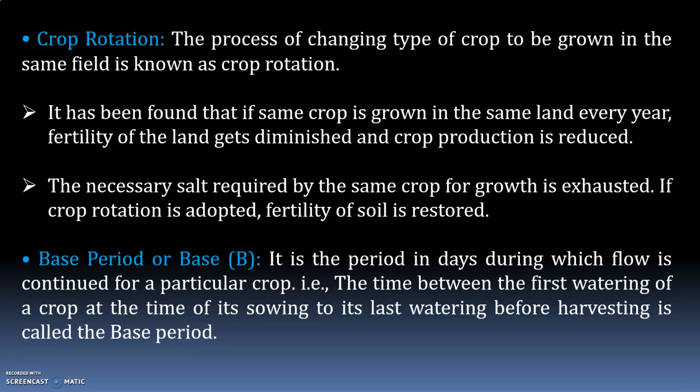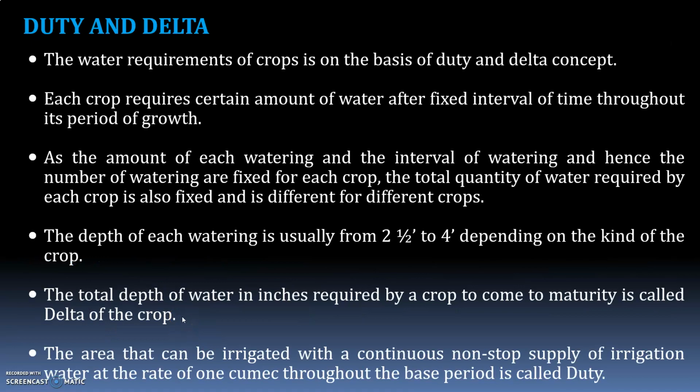Base period, represented by B. It is the period in days during which flow is continued for a particular crop. That is, the time between the first watering of the crop at the time of its sowing to its last watering before harvesting is called the base period. Okay. Then duty and delta, these two are very important terms. Mainly the water requirements of crop is on the basis of duty and delta concept.